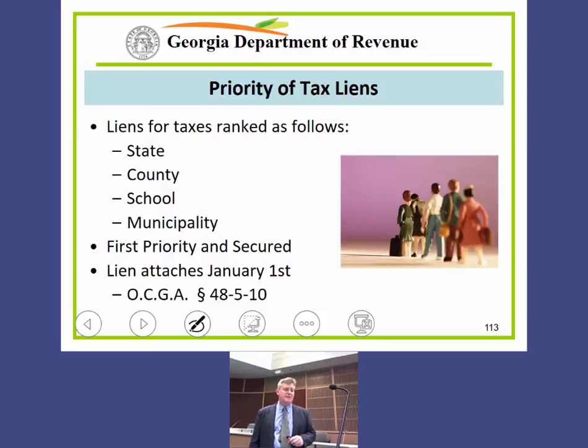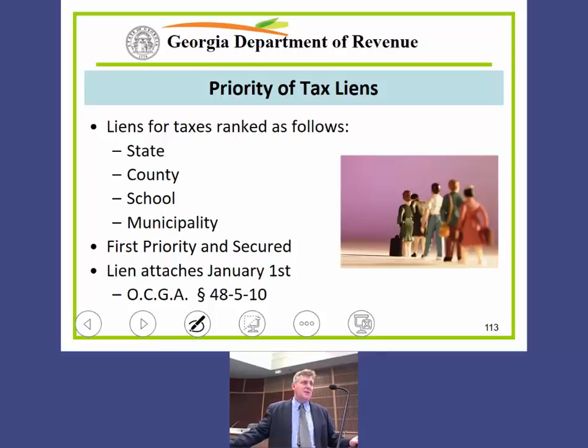Okay, the priority of tax liens in Georgia. Liens for taxes are ranked as follows. State tax liens are senior, county tax liens are subordinate to state tax liens, school tax liens are subordinate to county tax liens, and municipal tax liens are subordinate to school tax liens. But tax liens are first priority and secured.